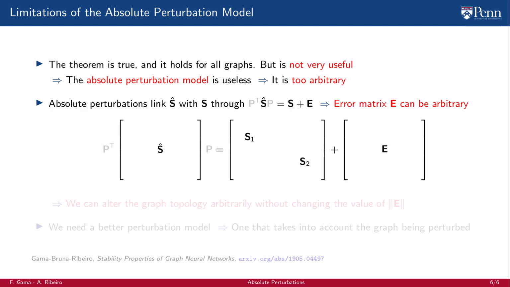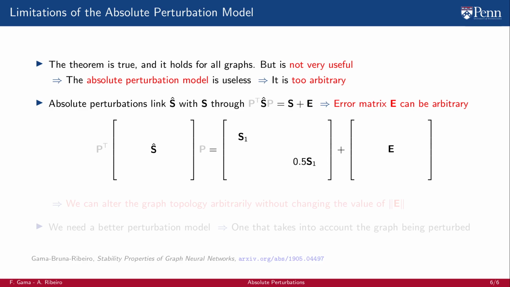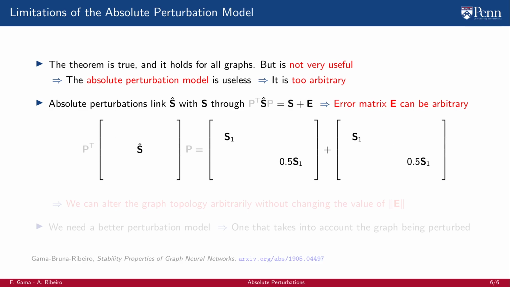To better explain this point, consider a stochastic block model with two communities given by S1 and S2. Suppose that the second community is more weakly connected than the first community. We can increase the connectedness of each block by increasing the edge weight, and the resulting graph will still show a community that is half as weakly connected as the other. However, for the same price, that is, for the same error norm, we can completely alter this structure and end up with two communities that have the same connectivity.